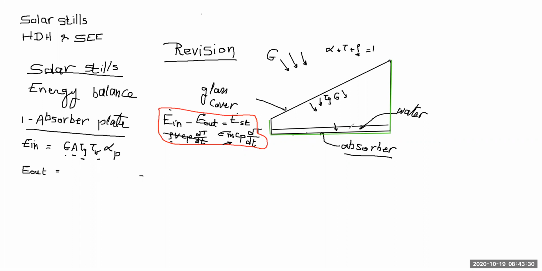The absorber is losing energy in two ways. One of them is convection to the water. So h, convection from plate to water, into the area of the plate into the temperature difference, T plate minus T water. What is it? This is Newton's law of cooling. And it's written to account for natural convection from this absorber plate to the layer of water on top of it.